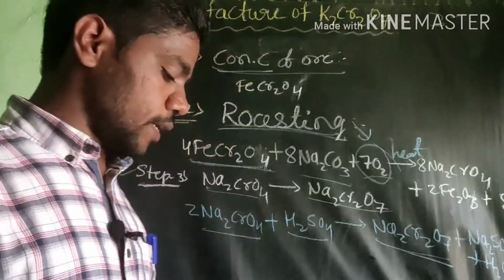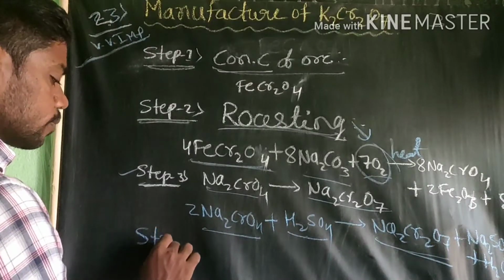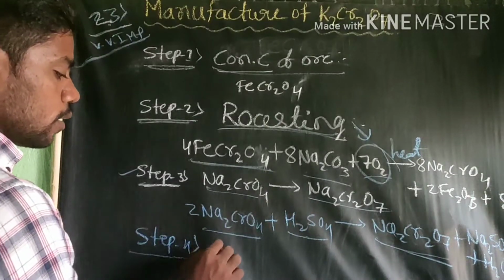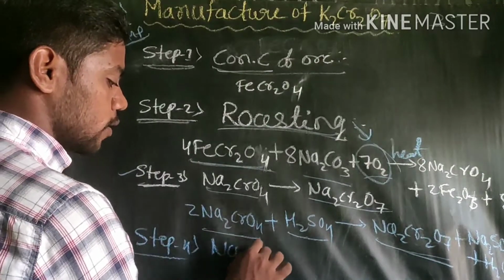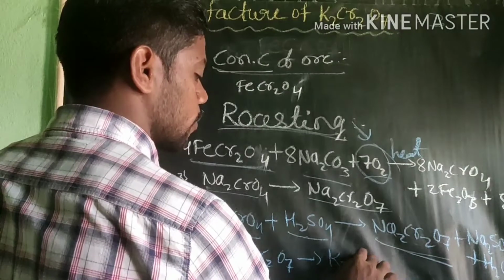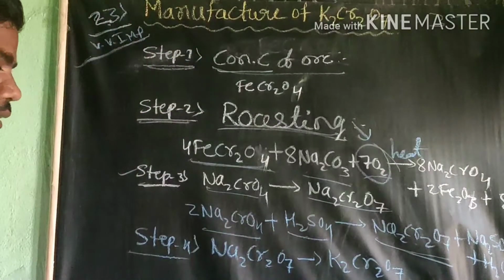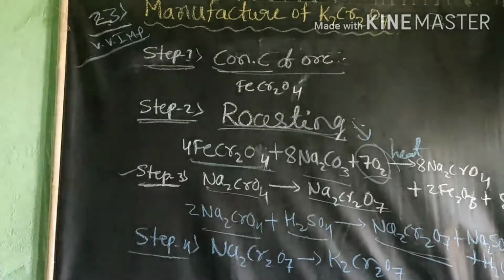Okay, this is what the next step is. Next step is step 4: the conversion of sodium dichromate to potassium dichromate, K2Cr2O7. I think this is visible or not.